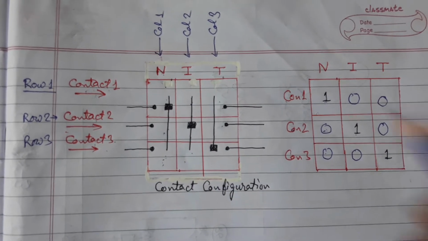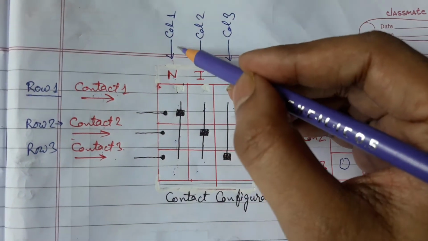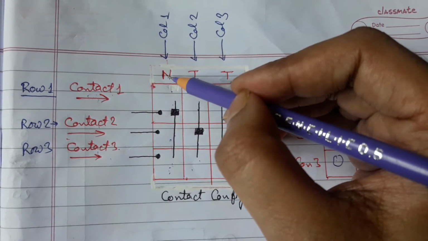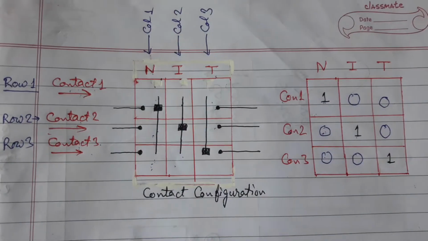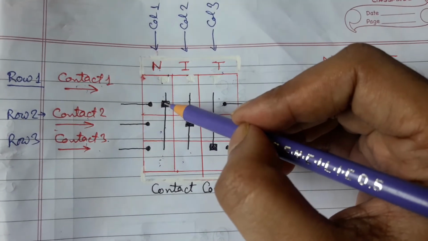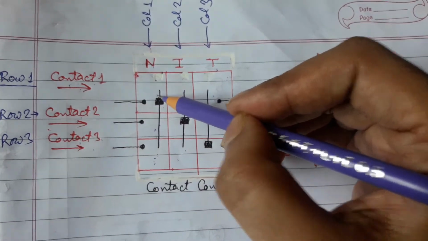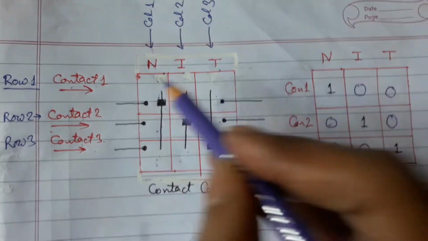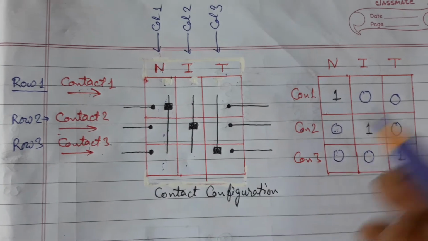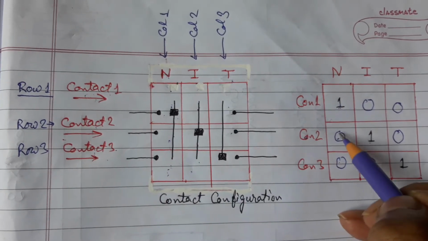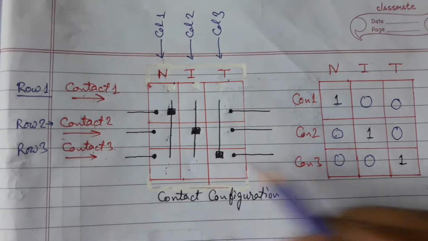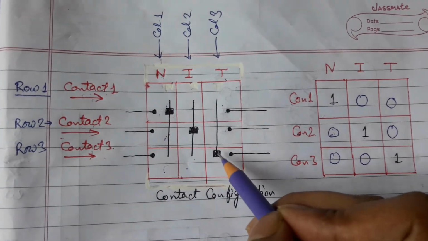We will start from the column position. Suppose we start from the normal position. The switch is now in the normal position. Now we will check whether there is any shaded position in any cell. If yes, then we will write 1 in that cell. Here it is 0 because in this cell there is no shaded position. Here it is 1 because this is shaded.